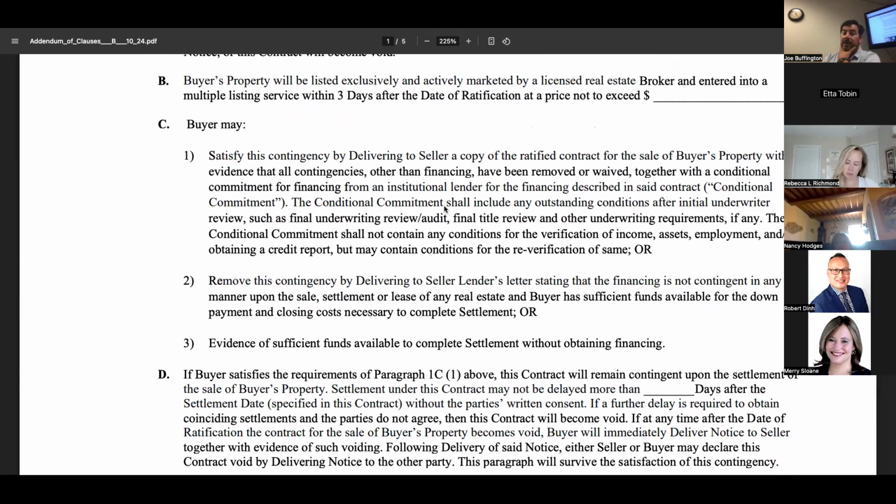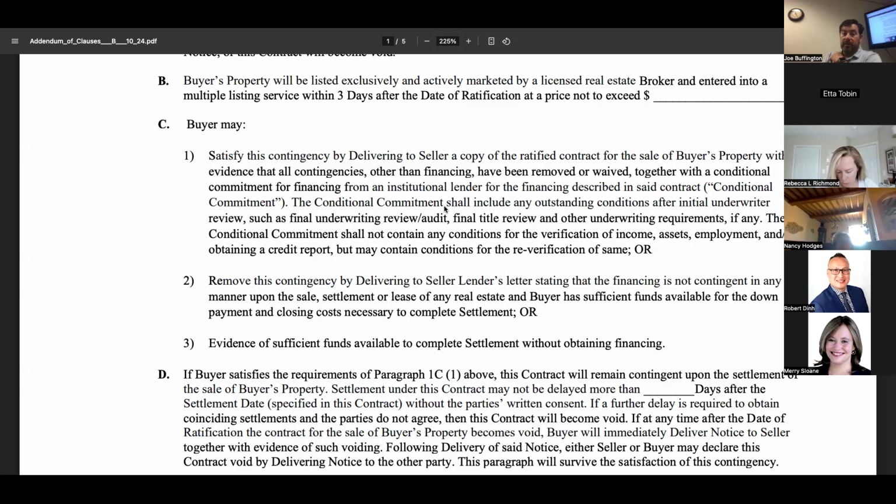Conditional commitment, right? It goes back into the definition of what a conditional commitment is. Basically, any outstanding conditions are okay after initial underwriting, but these are typically going to be re-verification of things they've already pulled. For instance, income is one where most lenders are going to do another verification of income or employment right before closing.